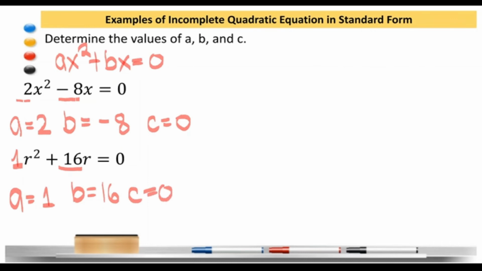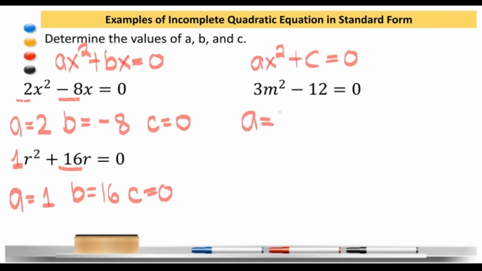Example number 3. The given is 3m squared minus 12 is equal to 0. This is in the form of ax squared plus c is equal to 0. So the value of a here is equal to positive 3. The value of our b is equal to 0 since the linear term is missing. The value of c here is equal to negative 12.